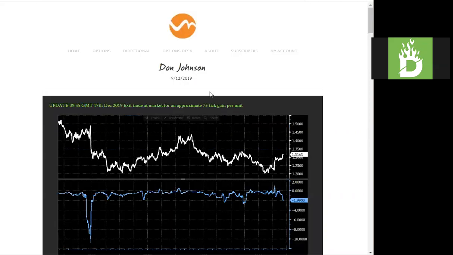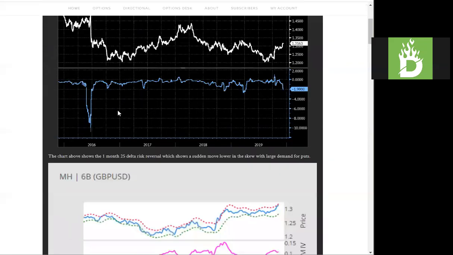Right, so going on here, because I've got to be done by the top of the hour, we're going to try and fly through this. It's called Don Johnson. This is our trade over the election.